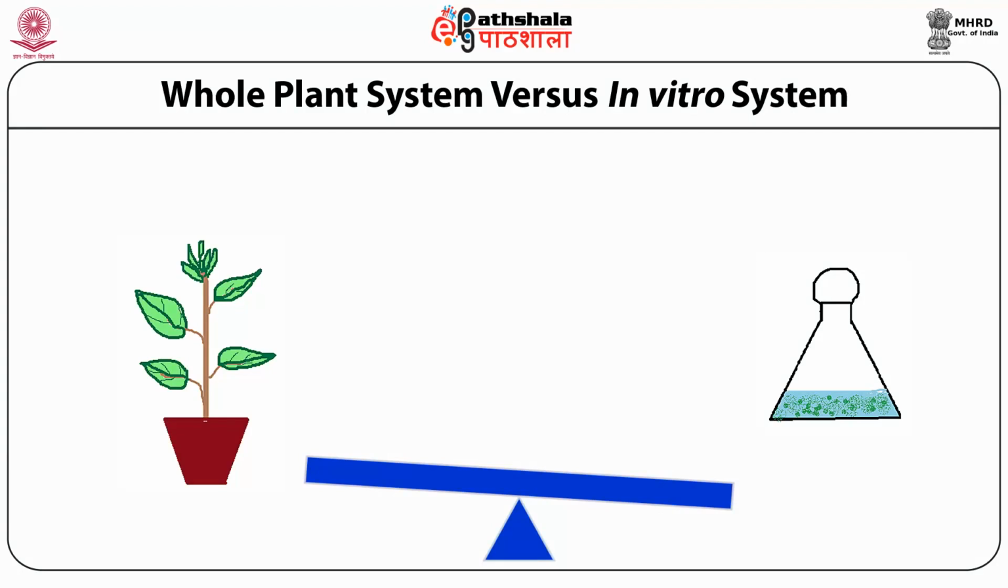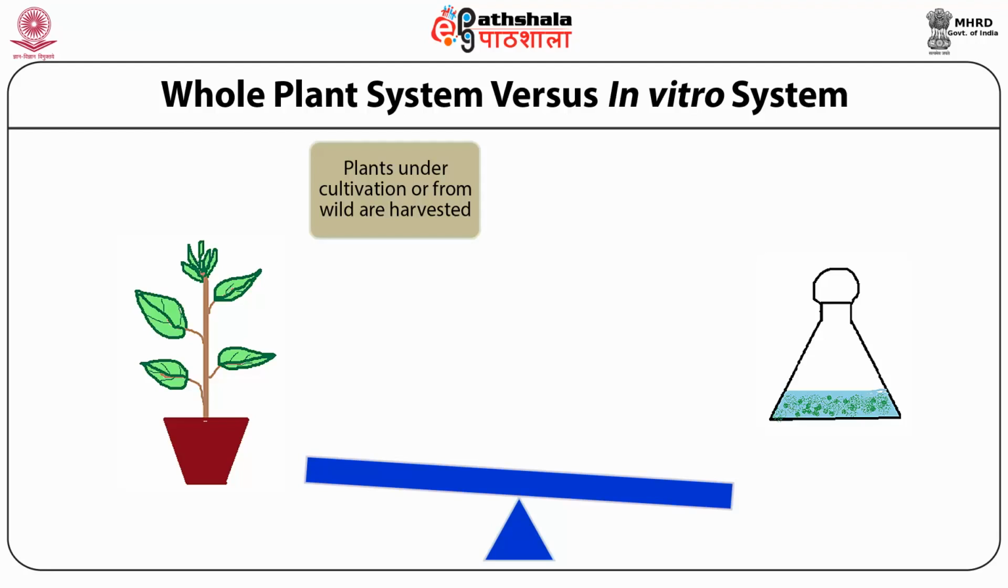Now, if we are using whole plant system, we would either have to grow the plants in the fields, or we have to harvest them from the wild. Now, this is a problem, because if we are growing the plants in the field, we would be using our land which is otherwise used for producing food for production of secondary metabolites. And as we know that we have to feed a large population, it would not be a viable option.